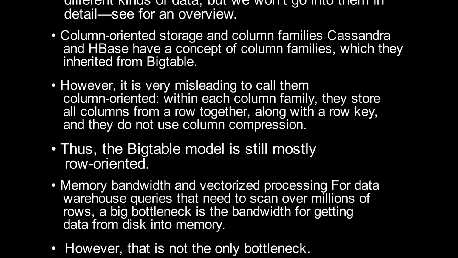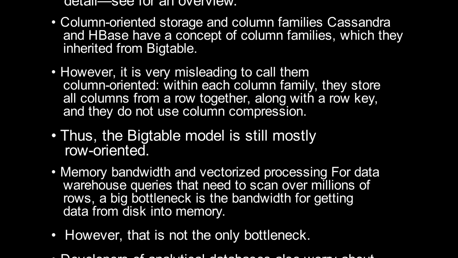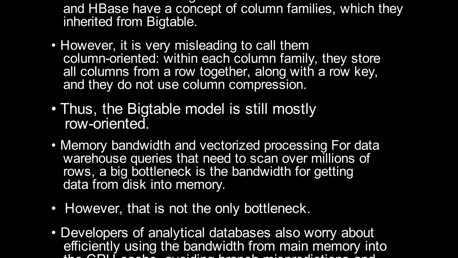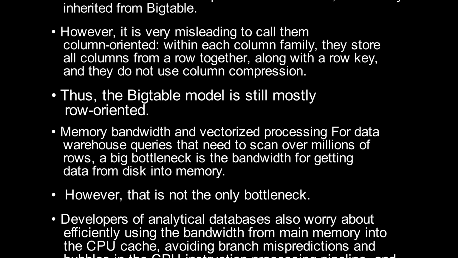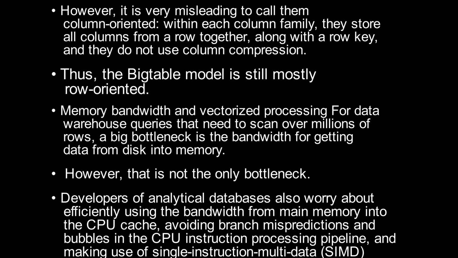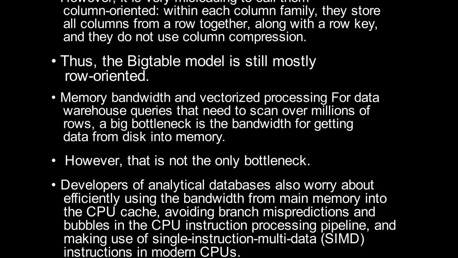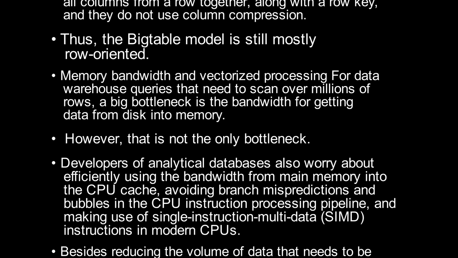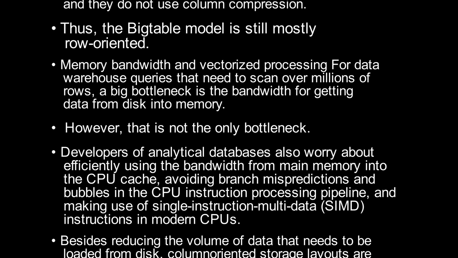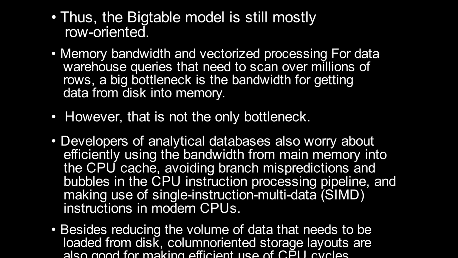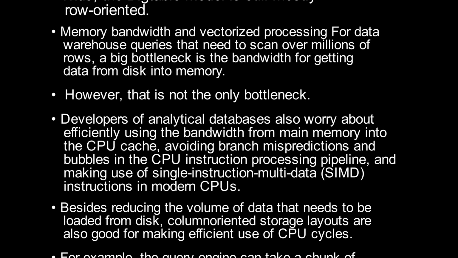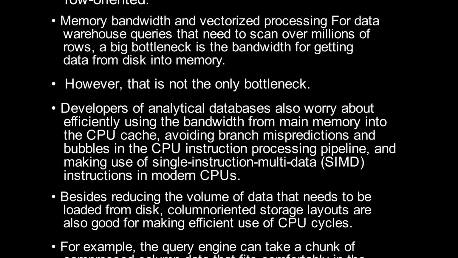Memory bandwidth and vectorized processing. For data warehouse queries that need to scan over millions of rows, a big bottleneck is the bandwidth for getting data from disk into memory. However, that is not the only bottleneck. Developers of analytical databases also worry about efficiently using the bandwidth from main memory into the CPU cache, avoiding branch mispredictions and bubbles in the CPU instruction processing pipeline, and making use of single-instruction-multi-data (SIMD) instructions in modern CPUs.